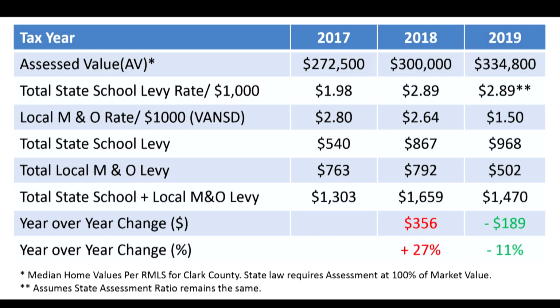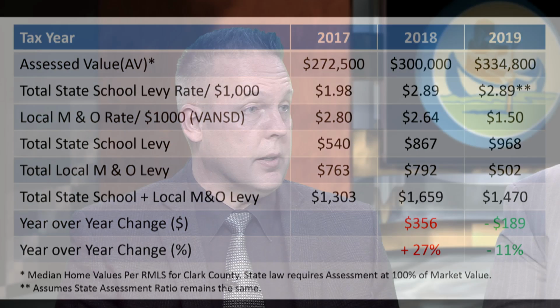Moving forward in 2018 with this state change, if you had increases in our market, which we have all experienced, our assessed values are going up, so we would estimate a $300,000 assessed value for a home. The impact for the new state school levy rate of $2.89 per $1,000, plus the existing voter-approved M&O levy rate of $2.64 for a local taxing district, brings us up to a total of $867 of state school taxes, $792 of existing M&O approved levy dollars, for a total of $1,659. That's an increase of $356. So quite a jump this coming year. A very dramatic jump, yes.